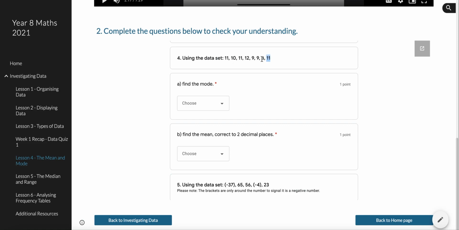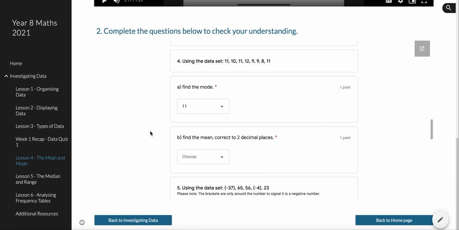So 11 occurs 3 times, which is more than how many times 9 occurs. Only 2 times for 9. So 11 is the mode because it occurs the most often. Okay, and the mean, again, just adding up all our scores and then dividing by the number of scores, just using the formula from the video.